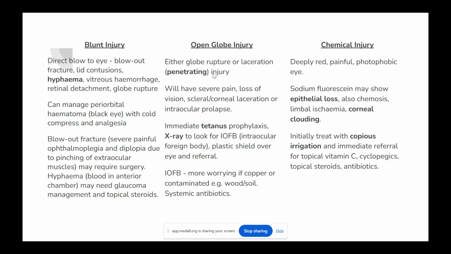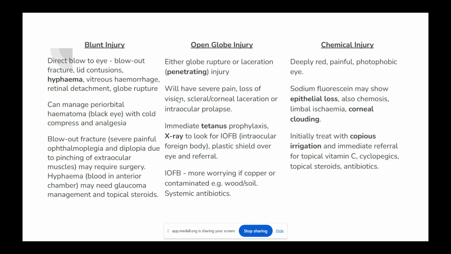Then you have a bit more of the serious end of the spectrum. They're all emergencies, by the way. But you could have an open globe injury, and that could either be a globe rupture, so your eyeball's literally ruptured. If you think of it as a ball, it's like a balloon that's just popped and no longer has that structure. Or a laceration, which is basically a penetrating injury, so it's gone through the layers, but it still has that spherical appearance. They'll have a lot of pain, again, loss of vision.